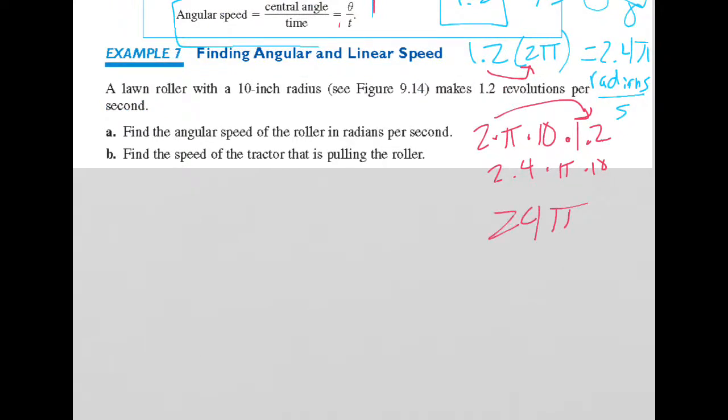And you can calculate that and figure out what it is. Keep in mind this is over 1 second. So 24 pi inches in 1 second. I guess we should include units here. 24 pi inches in 1 second. Multiply that out by pi, you're going to get roughly 75.4 inches per second. Done.